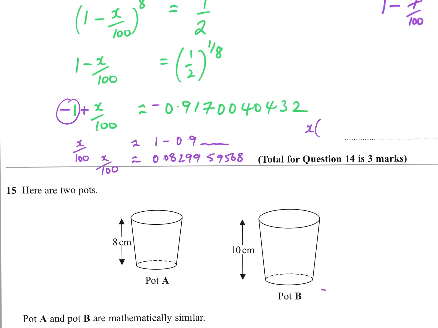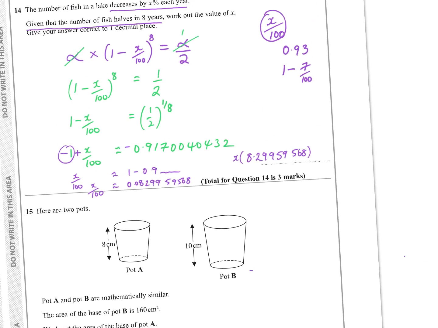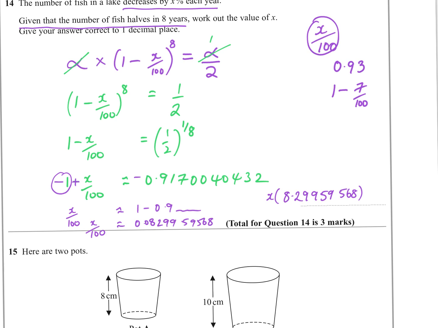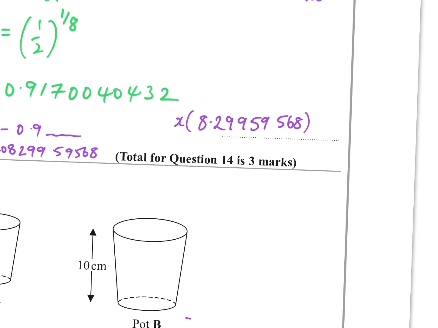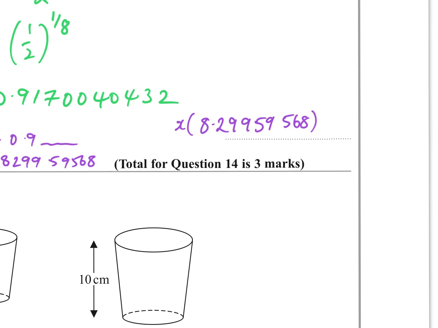my final answer for x would be, so I'm just timesing it now, 8.299595568. I always give everything on the calculator display, and then I'm going to read the question. It said to 1 decimal place, so let's write that to 1 decimal place, and that's going to give us x is 8.3 to 1 dp.